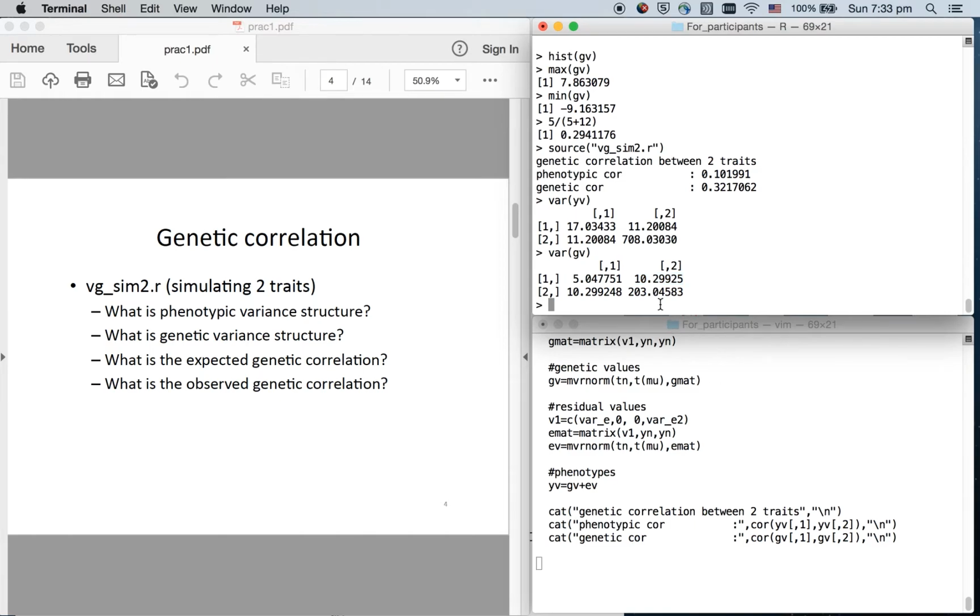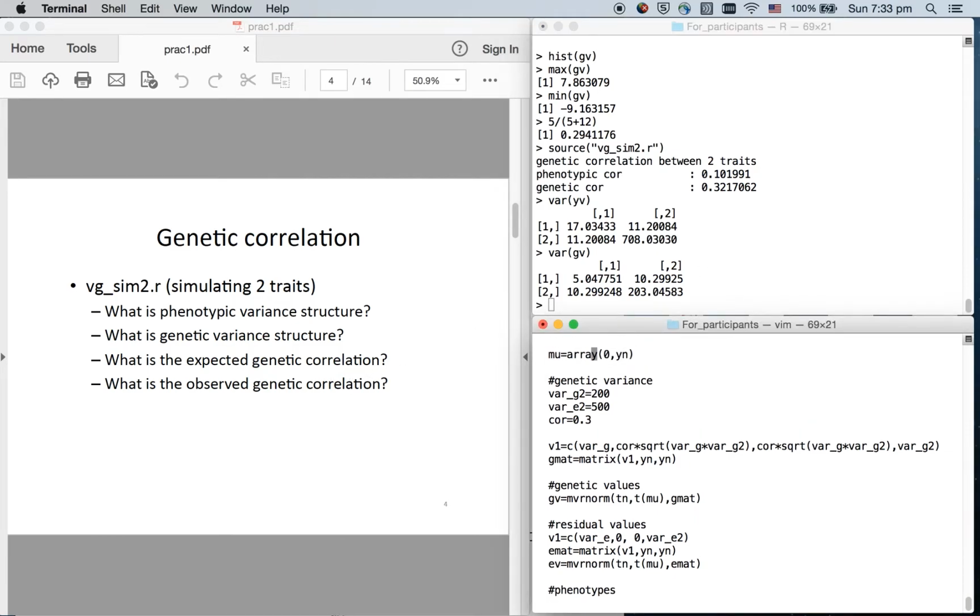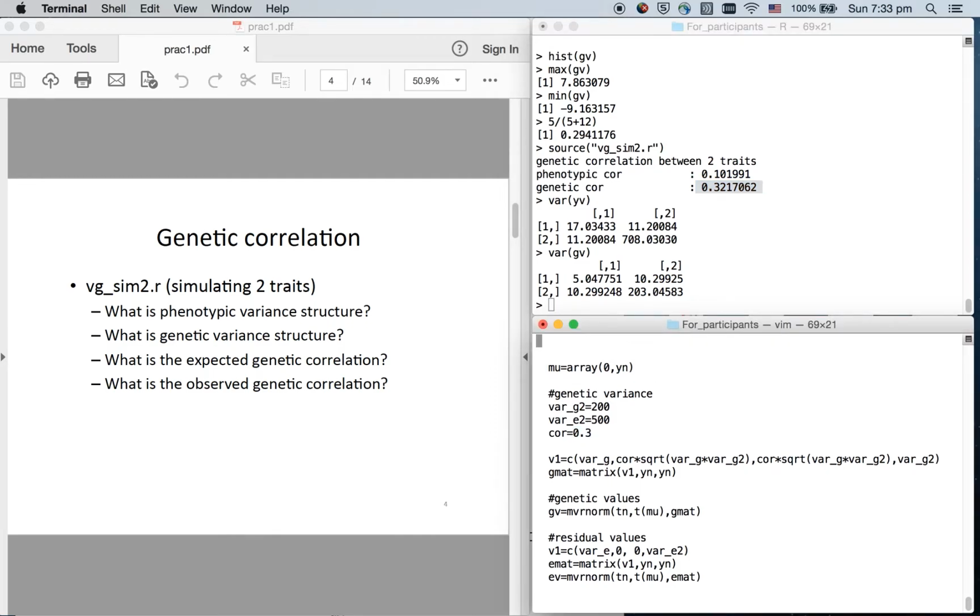So you can probably check whether, according to this code, that agrees with this observation or not. What is the expected genetic correlation? Because you simulated it, the true simulated value is 0.3, right? So the expected genetic correlation is 0.3. Then what is the observed genetic correlation from the data? This is around 0.32. It's quite close, right? Close, but also it follows the same principle.